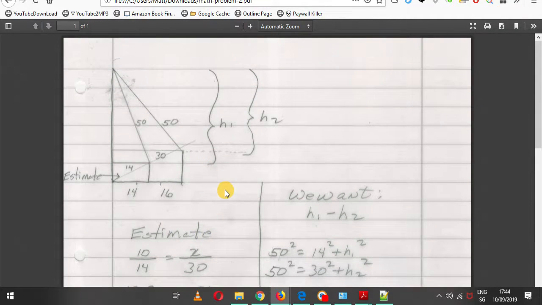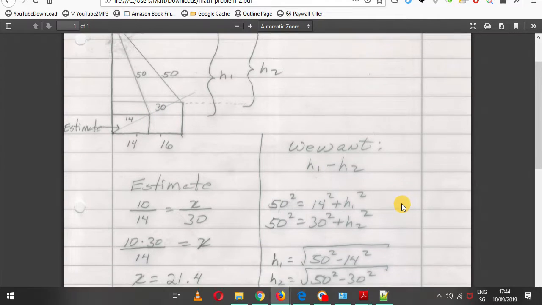Okay, let's say we want to do it the right way. They've given you the hypotenuse is 50 and the base is 14. And then they've given you another hypotenuse and base. So basically 2 right triangles. And so if you take the difference in height, this height minus this height, then that will give you the difference in the pole height.